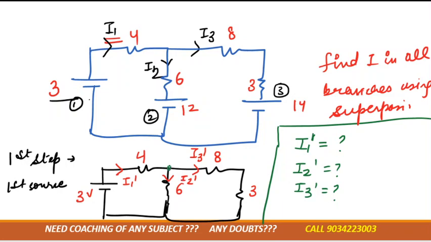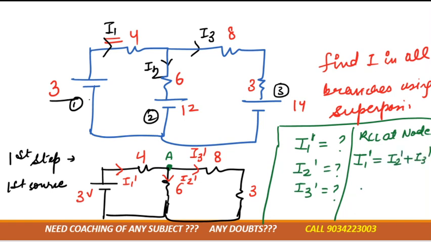One node, correct. So here is this one node, suppose this is node A. If we apply KCL at node A, then what would be the value of KCL? That is I1' is equal to I2' plus I3', right? Now we want to convert I1' in terms of V by R. Here the potential is VA, and here we have done grounding, so at grounding the potential will be 0.